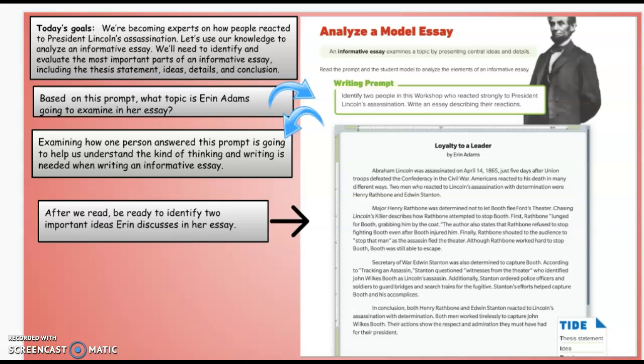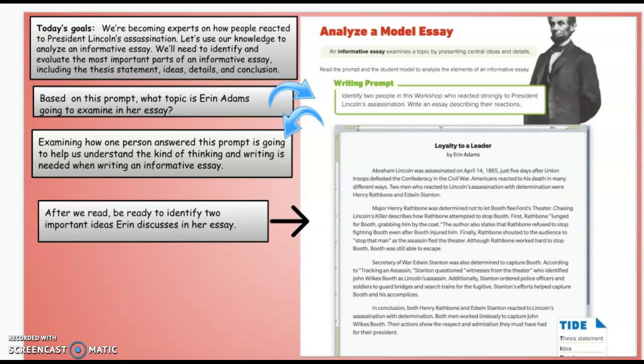Major Henry Rathbone was determined not to let Booth flee Ford's Theater. Chasing Lincoln's Killer describes how Rathbone attempted to stop Booth. First, Rathbone lunged for Booth, grabbing him by the coat. The author also states that Rathbone refused to stop fighting Booth even after Booth injured him. Finally, Rathbone shouted to the audience to stop that man as the assassin fled the theater. Although Rathbone worked hard to stop Booth, Booth was still able to escape.